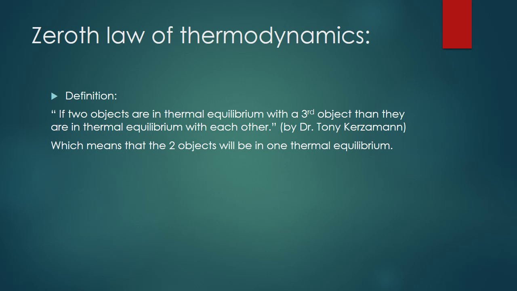We have the definition, which we get from Dr. Tony Krisman. The definition says if two objects are in thermal equilibrium with a third object, then they are in thermal equilibrium with each other, which means that the two objects will be in thermal equilibrium.